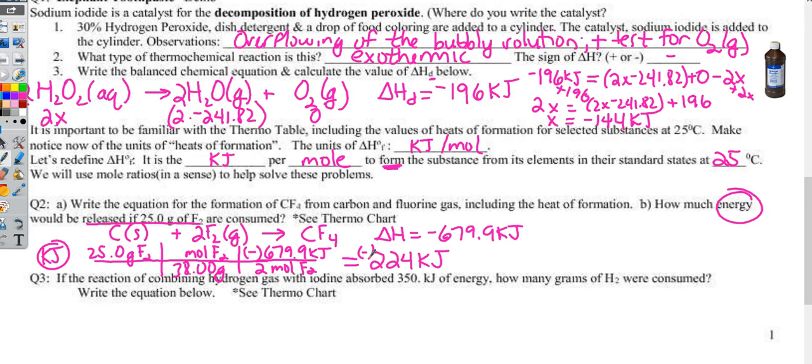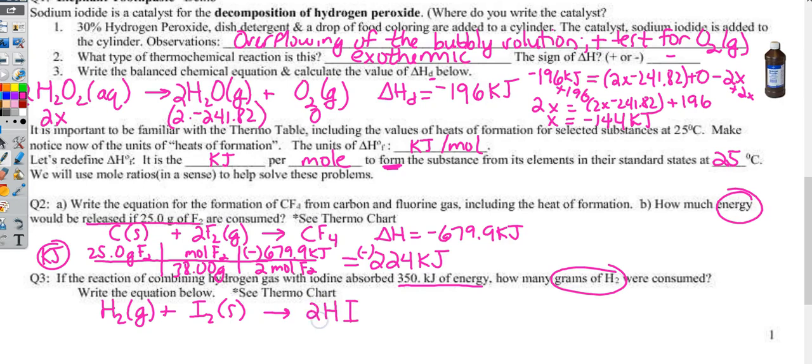Okay, let's try another one. It says if the reaction of combining hydrogen gas with iodine absorbs 350 kilojoules of energy, how many grams of hydrogen were consumed? Let's write the equation below. We have the hydrogen gas, which is H2 gas. We know that iodine is actually in the solid state in its natural state. And so these are going to combine, and we are going to make H with a +1 and I with a -1. So we're going to end up making HI. Very important that we know our diatomics.